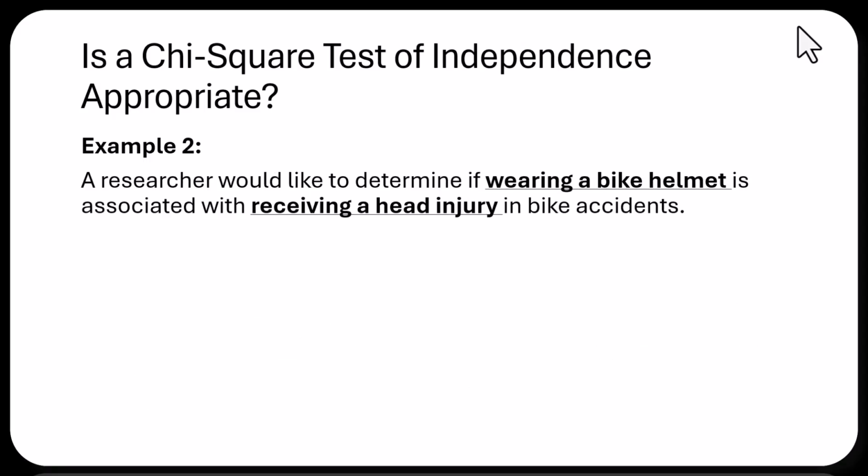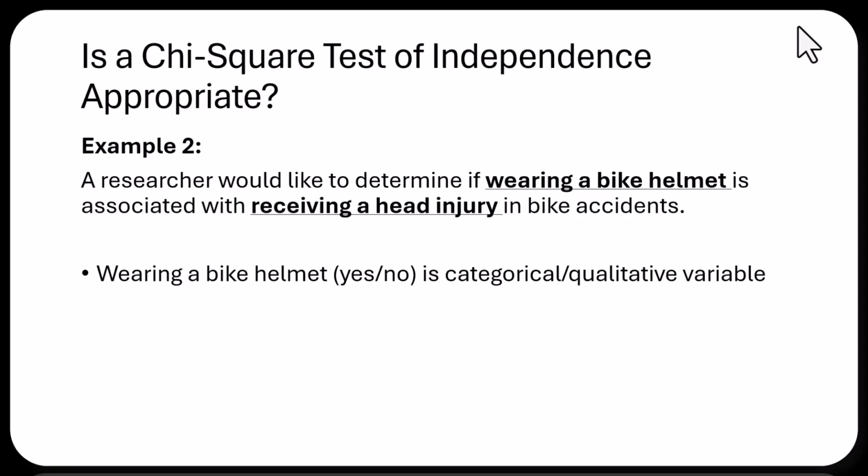Example 2. A researcher would like to determine if wearing a bike helmet is associated with receiving a head injury in bike accidents. Again, pause this video, write down yes or no, is the chi-square test of independence appropriate, and then unpause the video to see if you are correct.